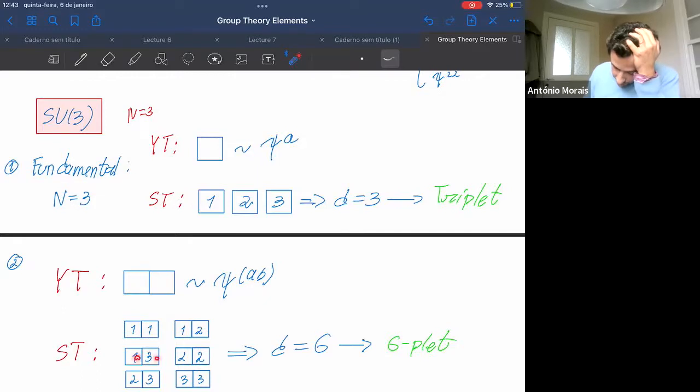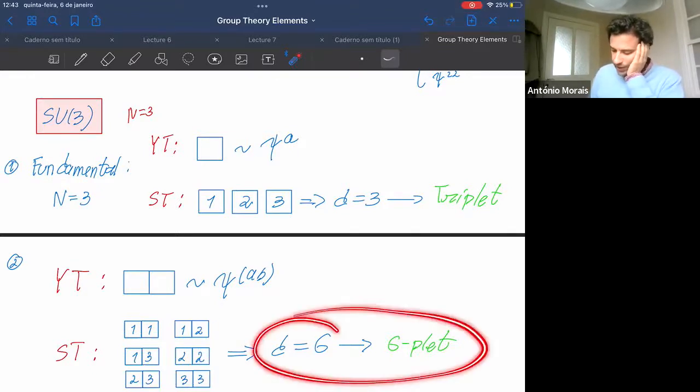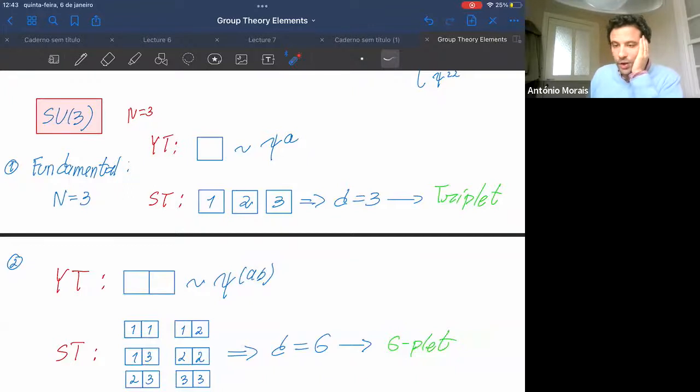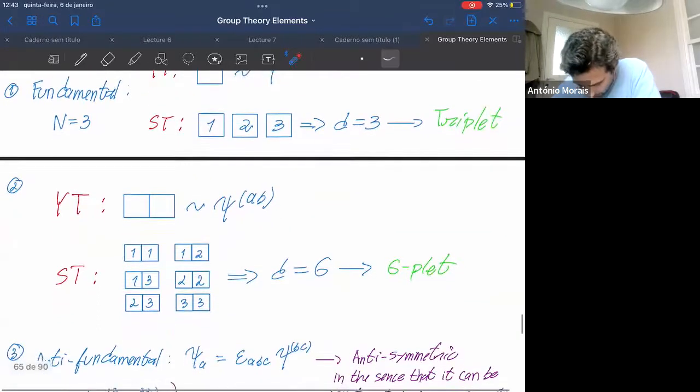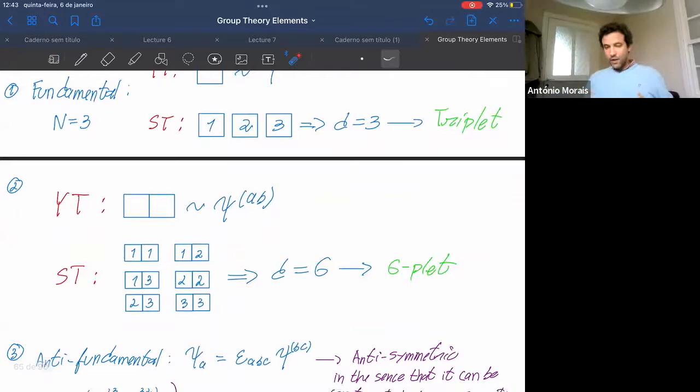Now 1, 3, 2, 2, 2, 3, 3, 3. These are all possible combinations following the rules above. Dimension is 6. So it's a sextuplet. This is how this is denoted. What about the anti-fundamental? For the anti-fundamental, note the following.